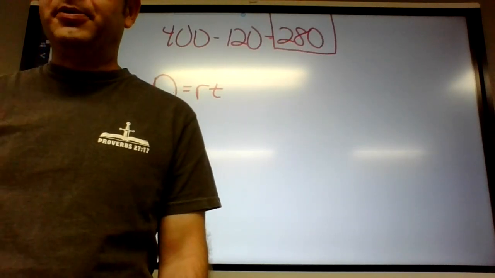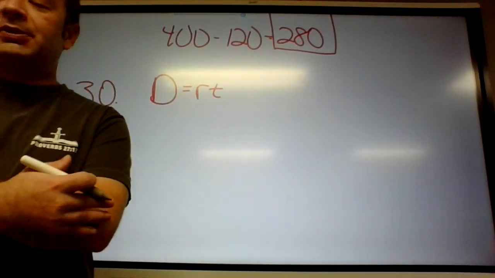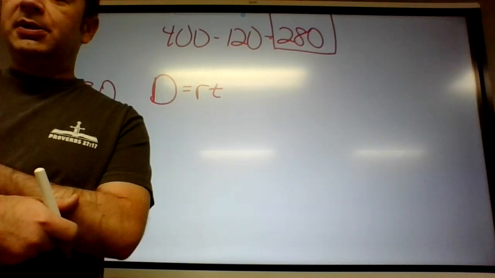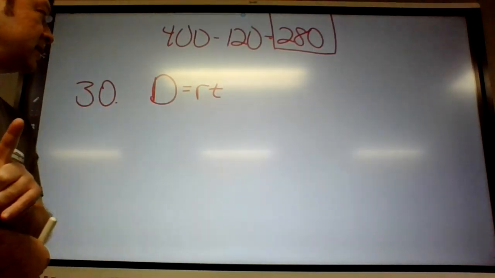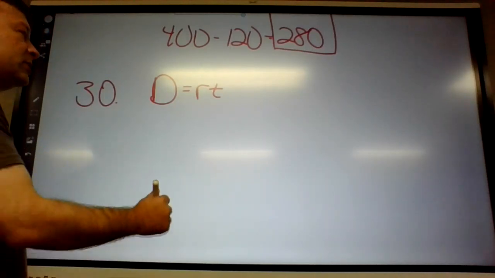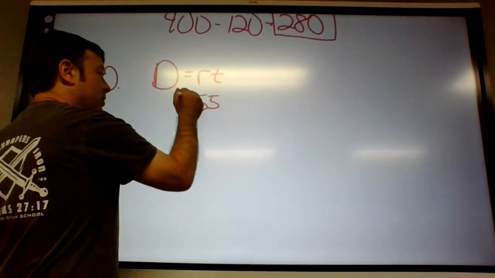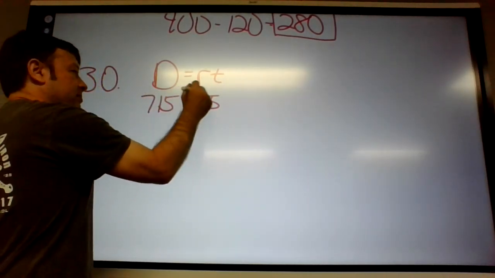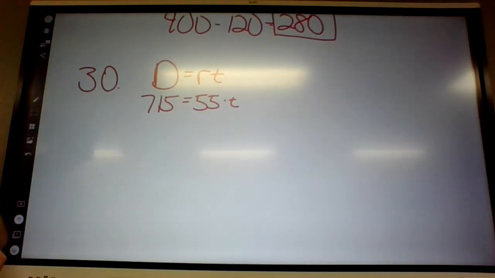Okay, so that's all the foundational information. What time should the Zimmermans tell their grandparents to expect them to arrive? So in other words, we need to figure out how long it's going to take them to drive there. We know 55 miles an hour. Where does 715 miles go? So we're missing the time. And how are we going to find the time?